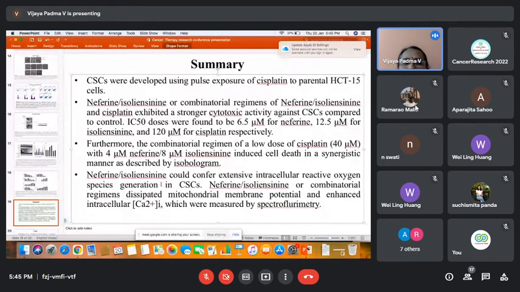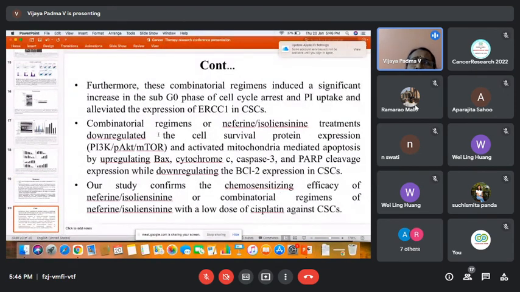And then isoliensinine and neferine induced extensive intracellular reactive oxygen species. They induced ROS significantly in resistant cells. Treatment with the IC50 dose of neferine or isoliensinine alone or in combination with 40 micromolar cisplatin significantly decreased the mitochondrial membrane potential and increased the intracellular calcium concentration, and they also induced apoptosis, which was confirmed from the sub-G1 peak in the flow cytometry studies.